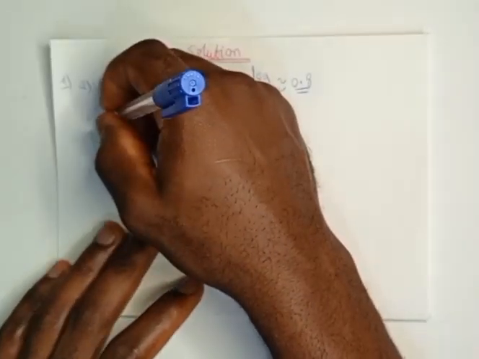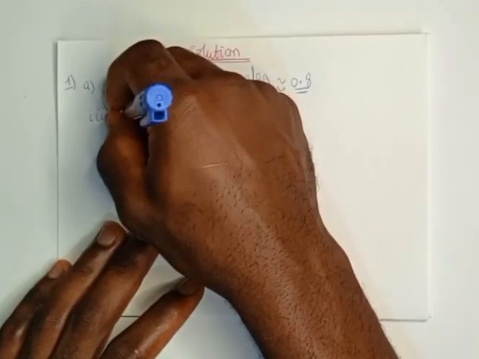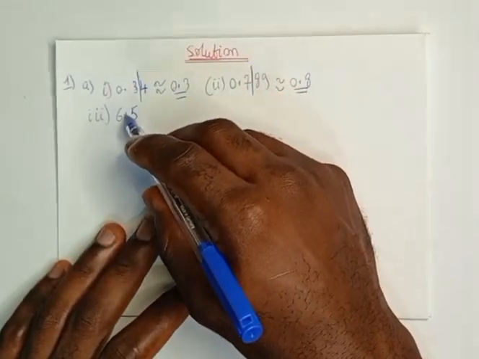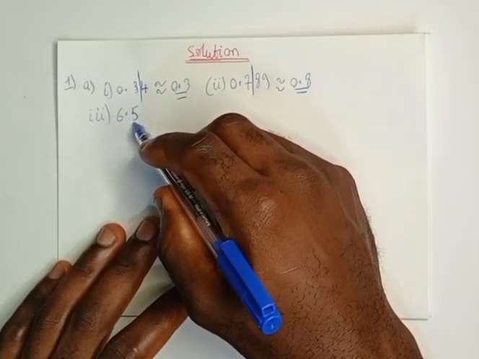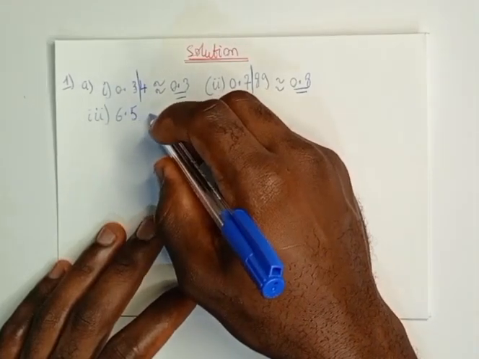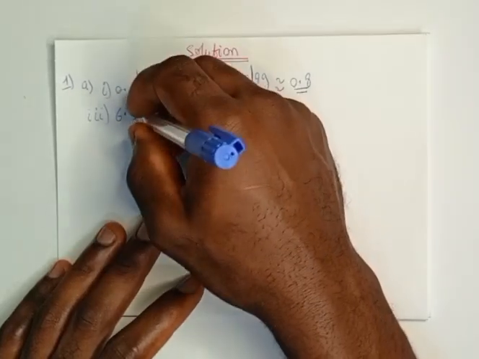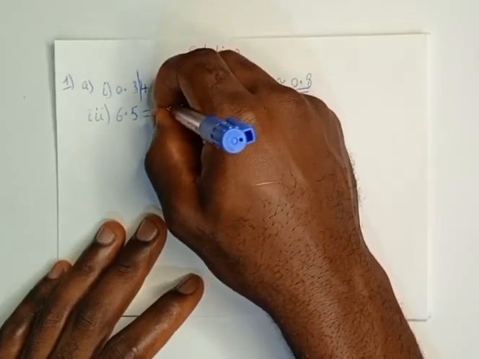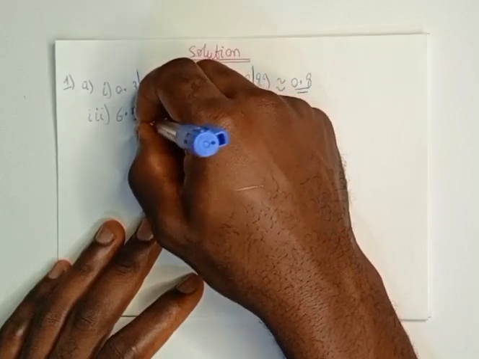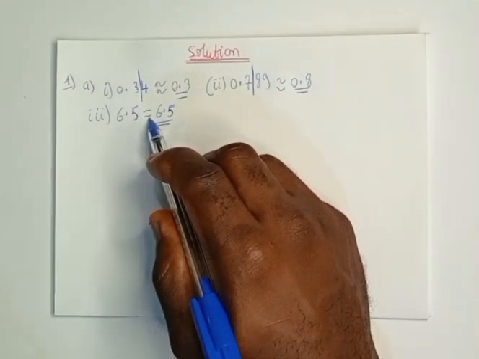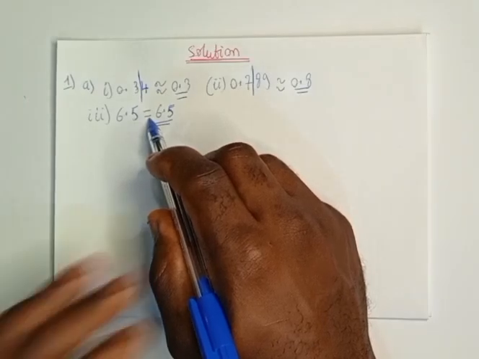We go to 3i. For 3i, we have the number 6.5 to one decimal place. This is the first decimal place. No other digit follows. To one decimal place, it will simply be equal to 6.5. We are making use of the equality sign here because 6.5 is equal to 6.5.